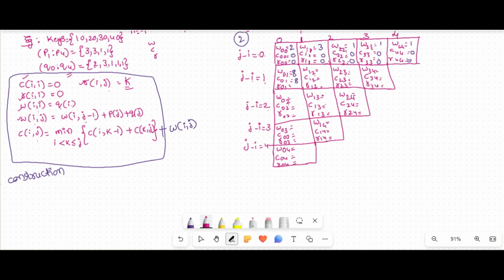Now W12. How to calculate W12? See this formula. W12 is W1 comma J minus 1, again 1, plus P of J value is 2, plus Q of 2, which is W11. Already here we have calculated 3, plus P1, P2. P2 is 3, plus Q2. This is Q0, Q1, Q2, which is nothing but 1. So 3 plus 3, 6, 6 plus 1, 7. So W12 is 7.